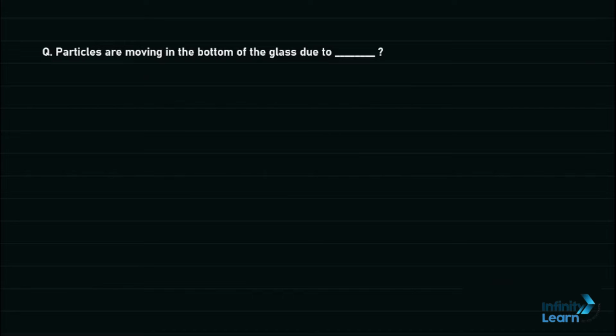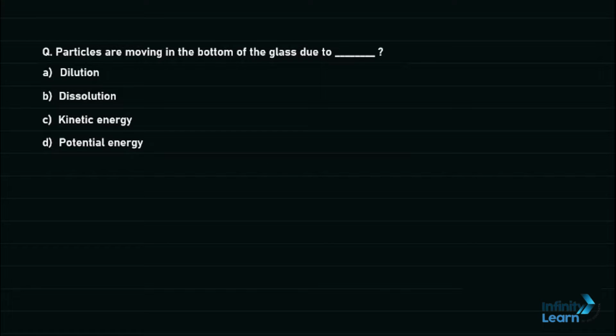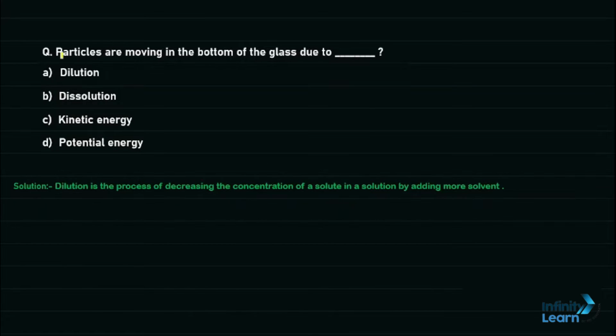Hello students, so your question is: particles are moving in the bottom of the glass is due to? Option A is dilution, option B is dissolution, option C is kinetic energy and option D is potential energy. So students, let us know about dilution.